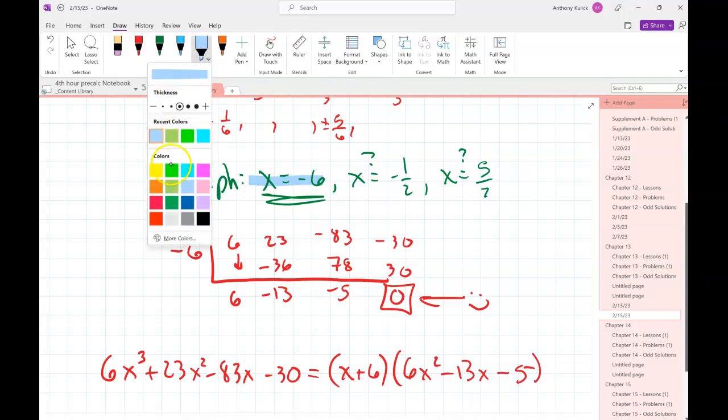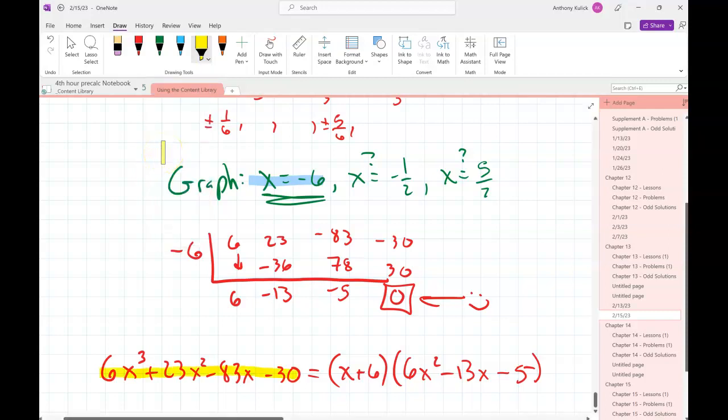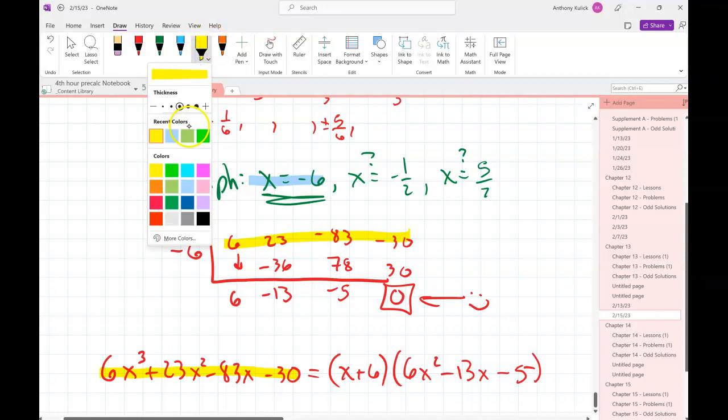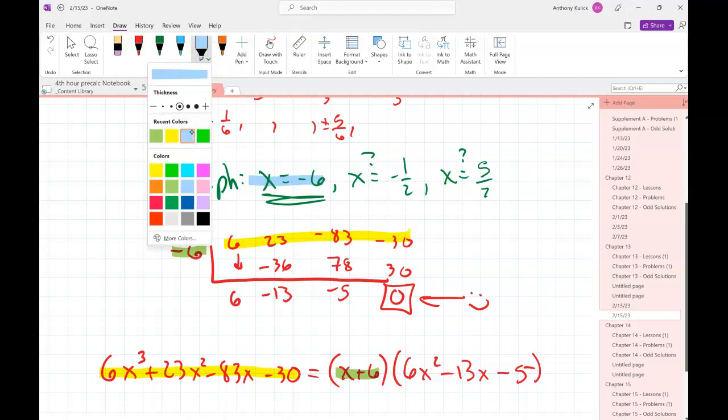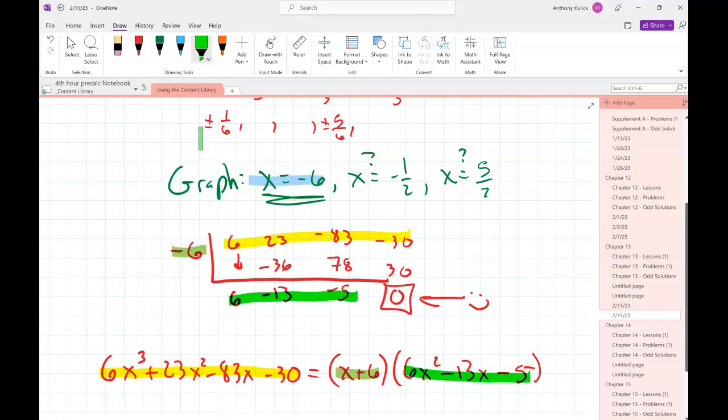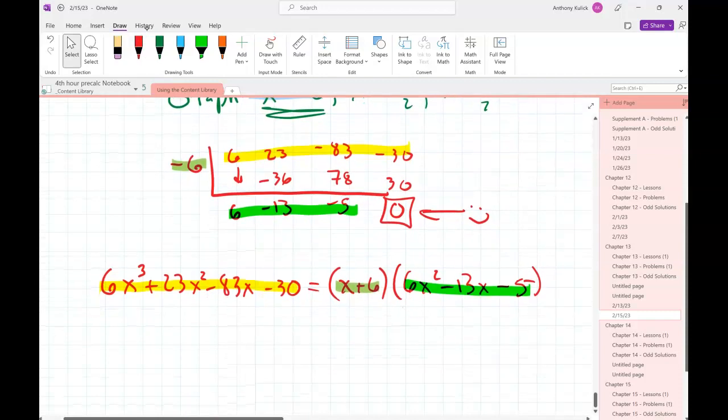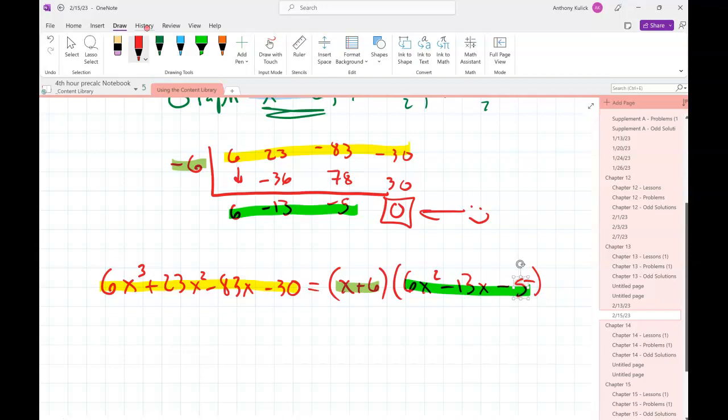Whoa, whoa, whoa, Mr. Kulik. Where did all that stuff come from? Well, that's my dividend. That's my divisor. And that's my quotient, right? Okay, sure. That's fine then. Remember, what did 6x cubed plus 23x squared minus 83x minus 30 equal? In the very beginning, first thing we did was we set it equal to 0. So that factored form is equal to 0.